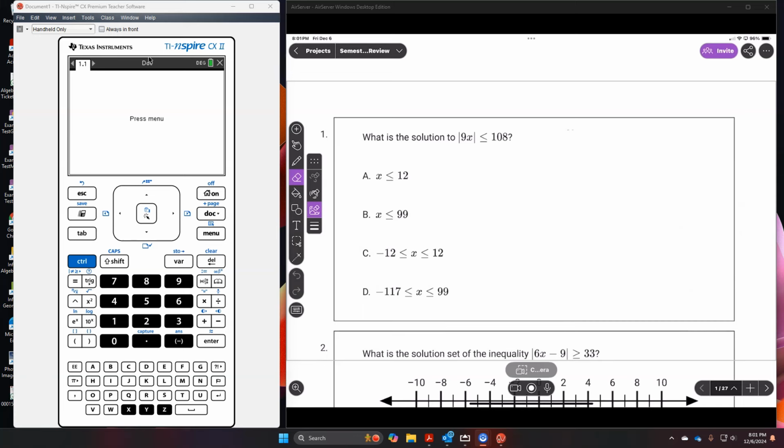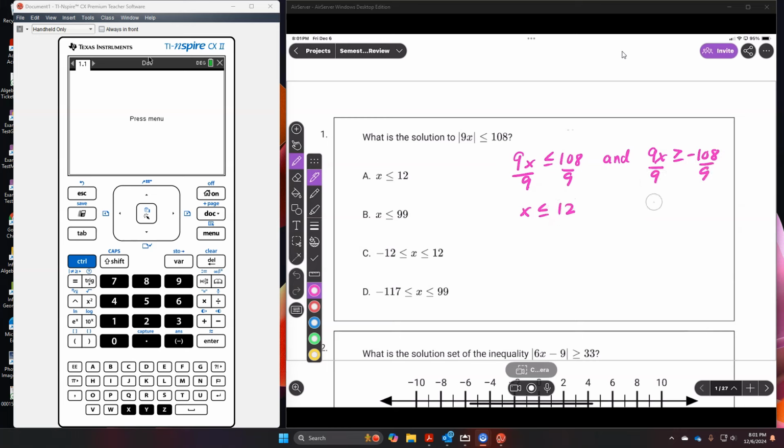Okay, so we have the absolute value of 9x is less than or equal to 108. So we have 9x is less than or equal to 108, and 9x is greater than or equal to negative 108. And since you're multiplying, you're going to be dividing, so we divide by 9. So x is less than or equal to 12, and you're dividing by 9 again, so x is greater than or equal to negative 12.